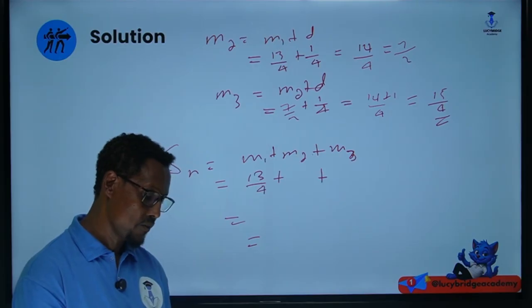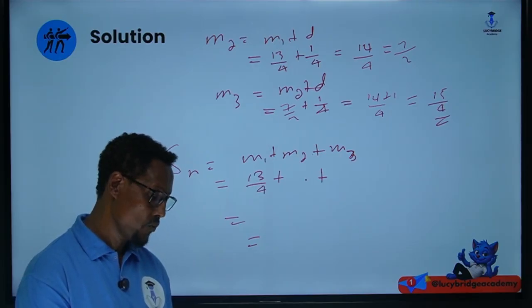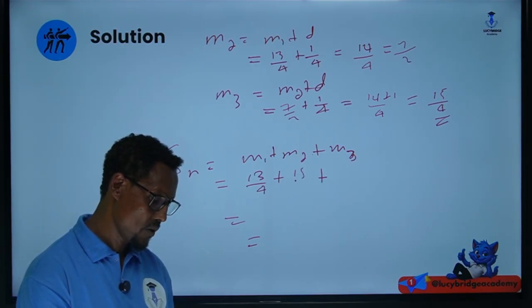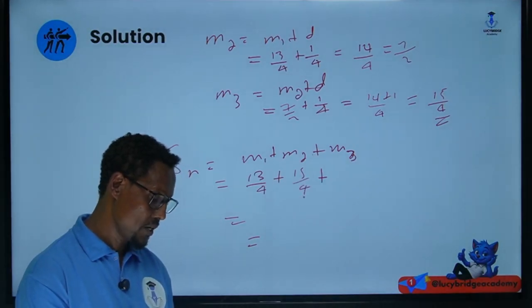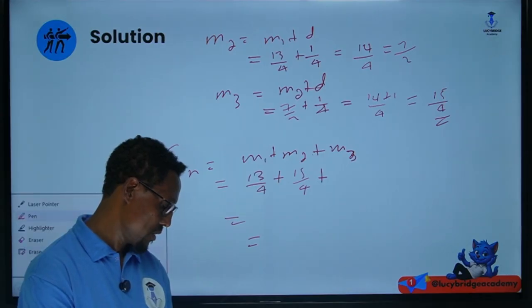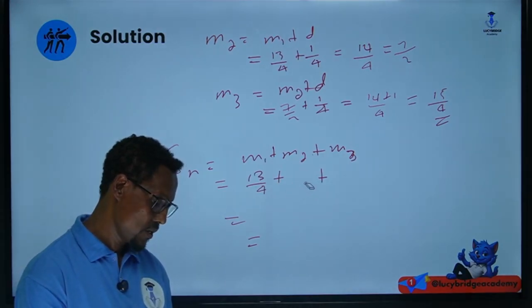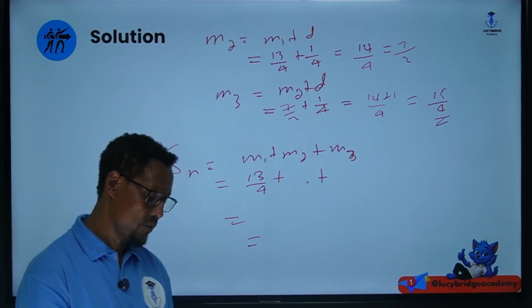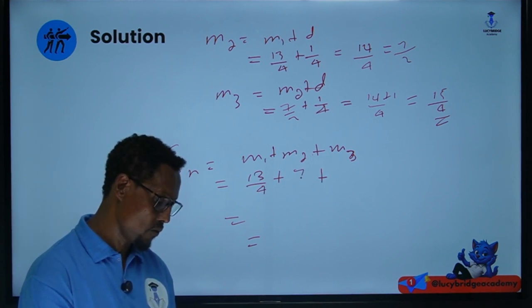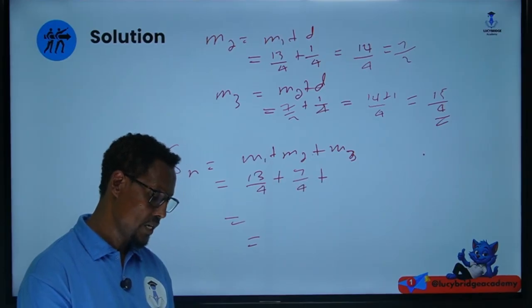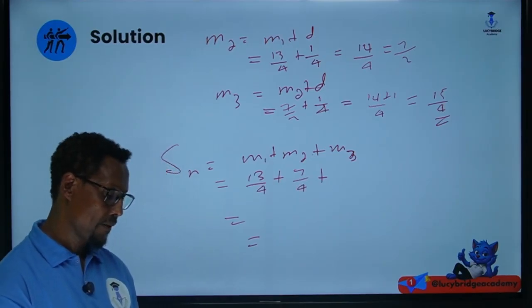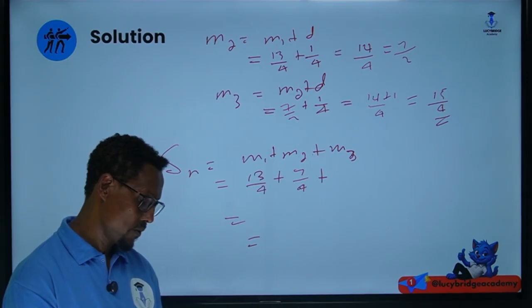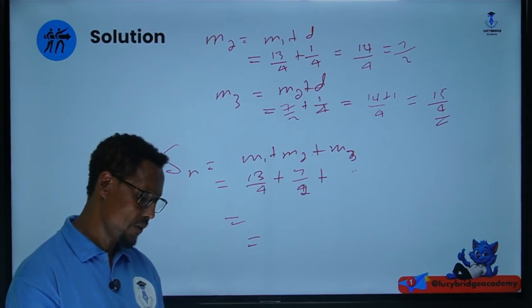Okay, 13 over 4, m1, m2, 15 over 4, and okay, 15 over 4 is... okay, m2 is 7 over 4, and 7 over 2, not 7 over 4, which is to m3, 15/4.